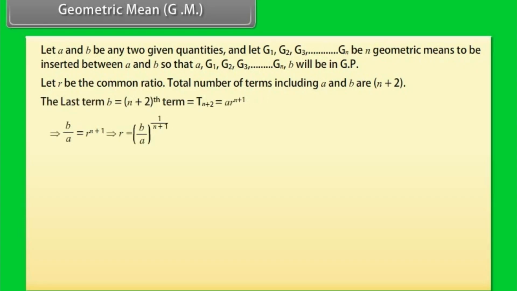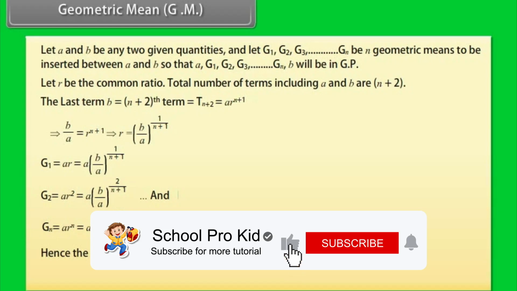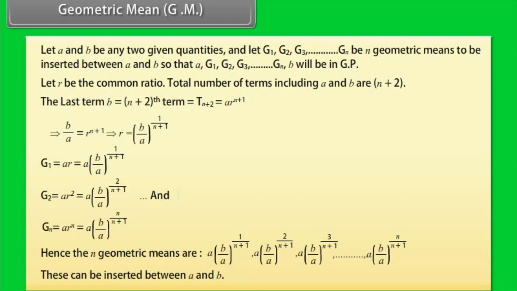The last term b is a into r raised to n plus 1, so r is equal to b by a raised to power 1 by n plus 1. G1 is equal to a into r is equal to a into b by a raised to power 1 by n plus 1. G2 is equal to a into r square is equal to a into b by a raised to power 2 by n plus 1. And so on. Gn is equal to a into r raised to the power n is equal to a into b by a raised to power n by n plus 1. Hence, the n geometric means are these, which can be inserted between a and b.